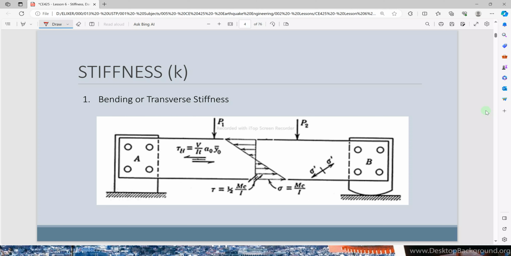So now we have different types of stiffness. The first one is the bending or transverse stiffness. Here we have applied forces, force 1 and force 2, P1 and P2. Of course, these forces will try to bend the object or the beam. So the bending or transverse stiffness resists bending, or deformation due to bending.